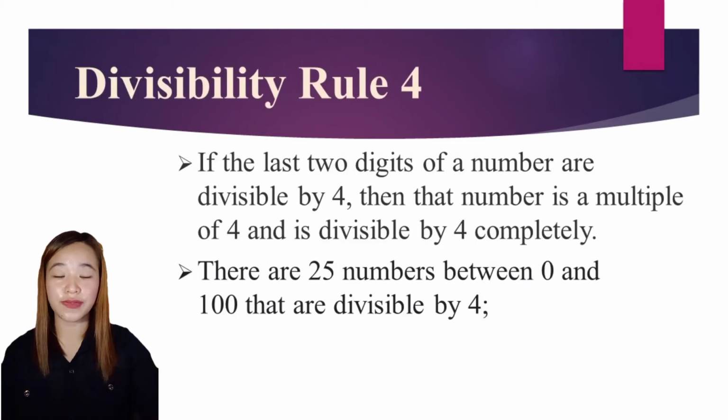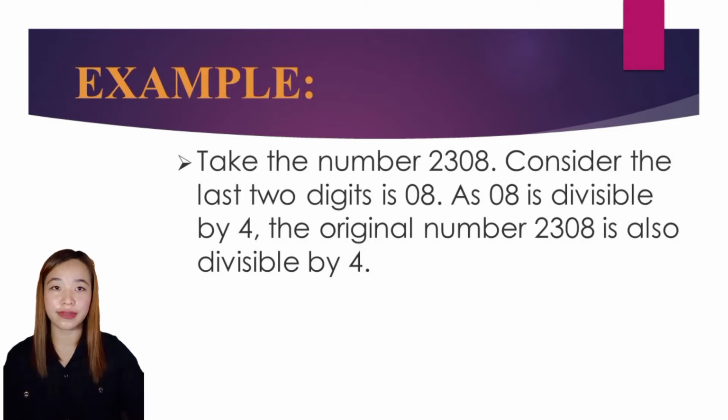So let's proceed to the divisibility rule of 4. If the last two digits of a number are divisible by 4, then that number is a multiple of 4 and is divisible by 4 completely. There are 25 numbers between 0 and 100 that are divisible by 4. So, for example, take the number 2,308. Consider the last two digits as 0 and 8. As 08 is divisible by 4, the original number 2,308 is also divisible by 4.